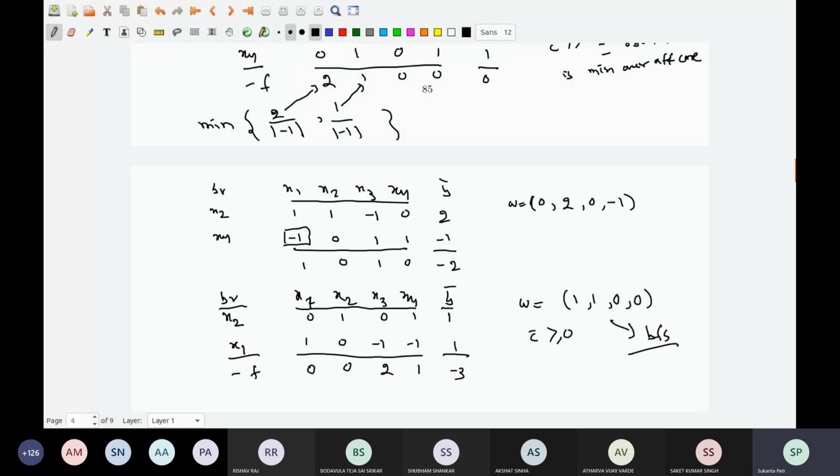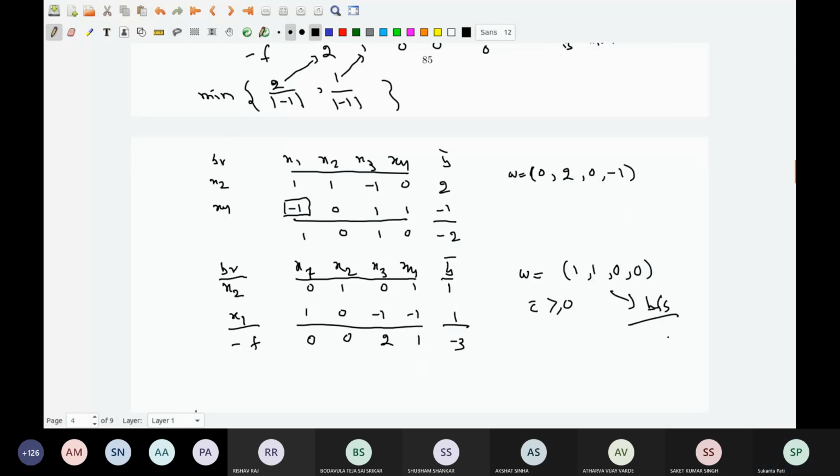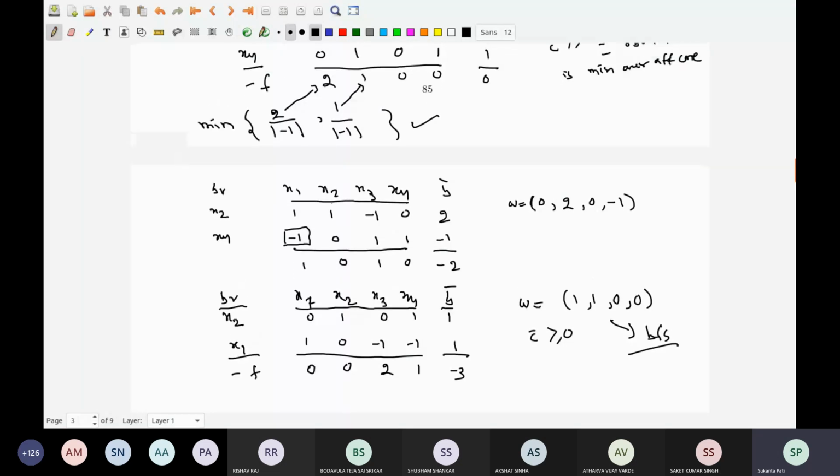This is the dual simplex step. These are the steps. When you get more than one, you will have to follow this minimum rule, which comes in order to keep C bar greater than or equal to 0. Earlier also you had that minimum ratio rule, that was in order to keep B bar greater than or equal to 0. So it was that way.